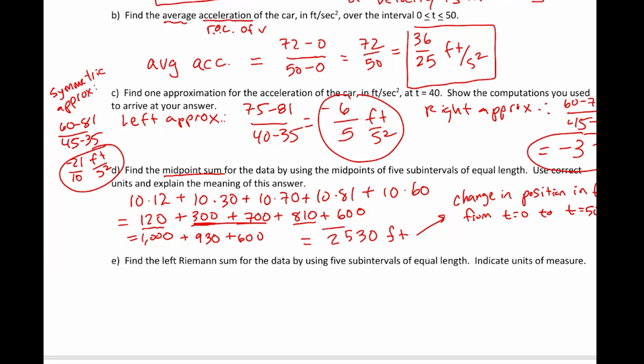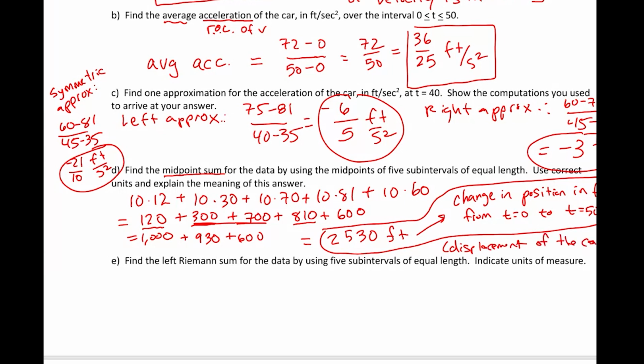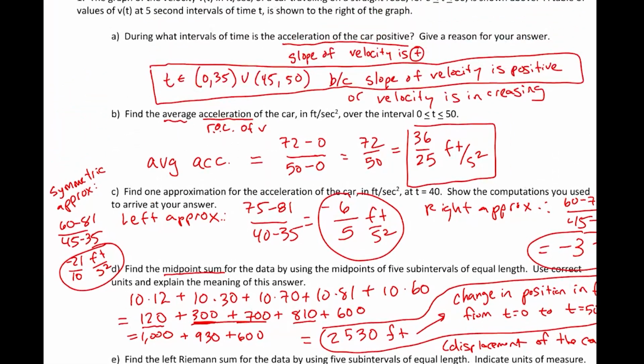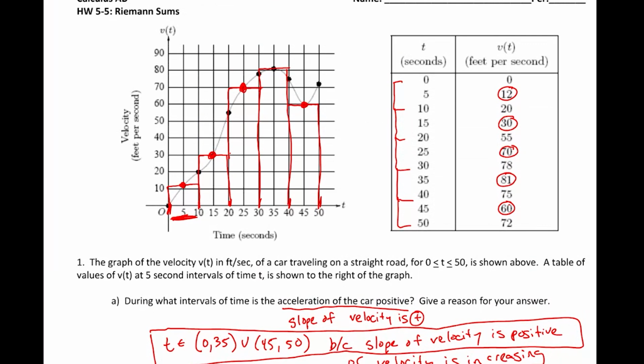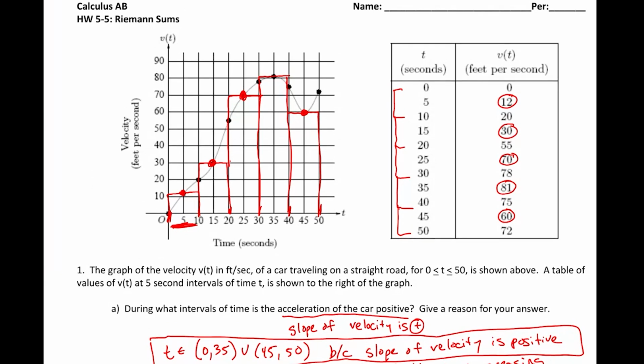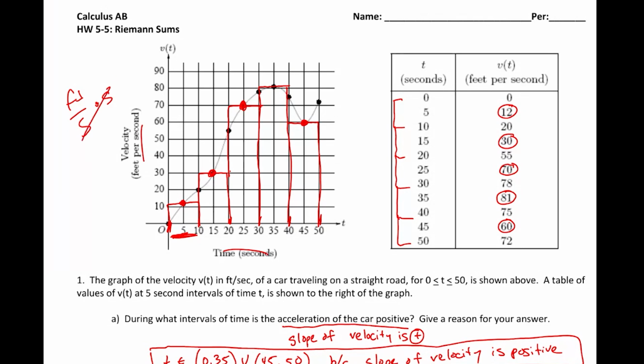Okay, another way of thinking about it is that it's the displacement of the car. Okay, how far is the car away from where it started at the beginning? And let's take a look back at that graph. Like, what are we actually doing here? Okay, we're finding this area underneath, which represents how far the car moved. Okay, if we multiply feet per second by seconds, we're going to get feet.